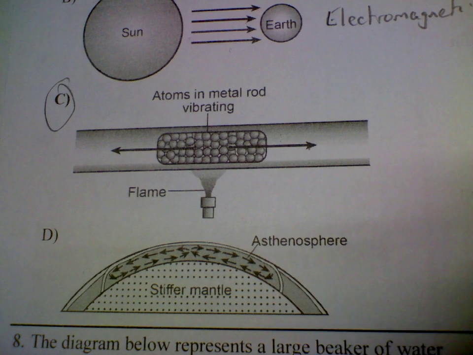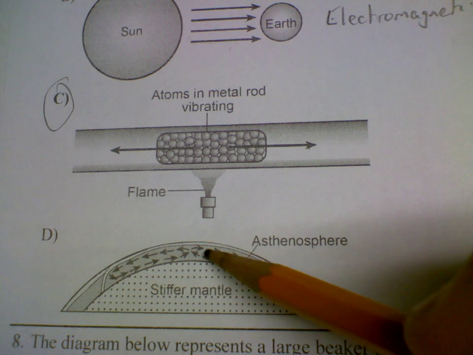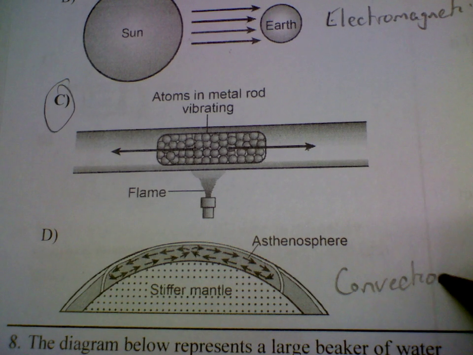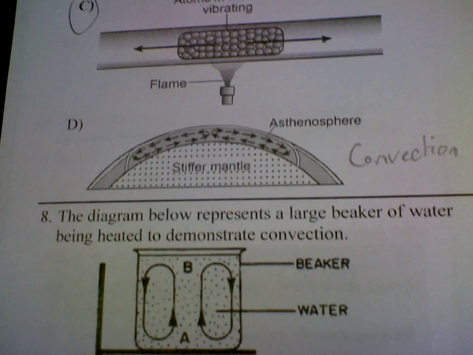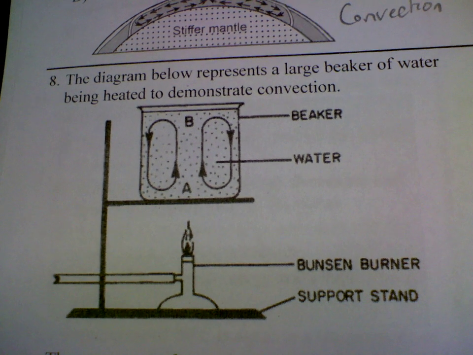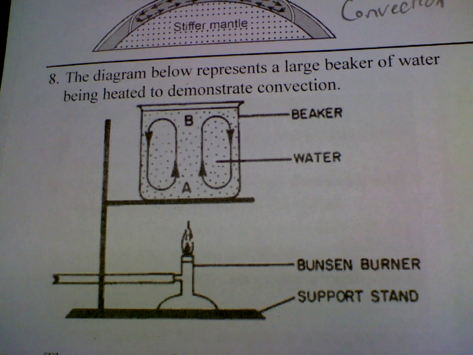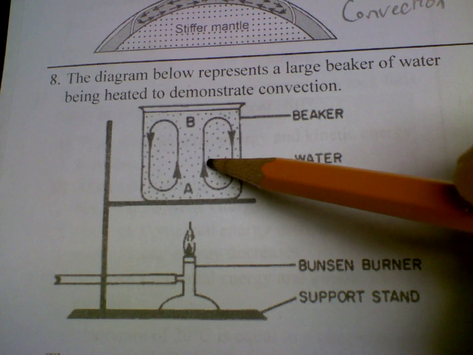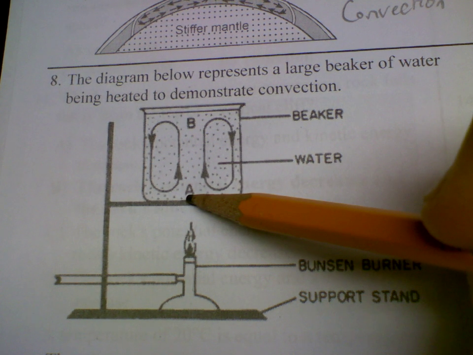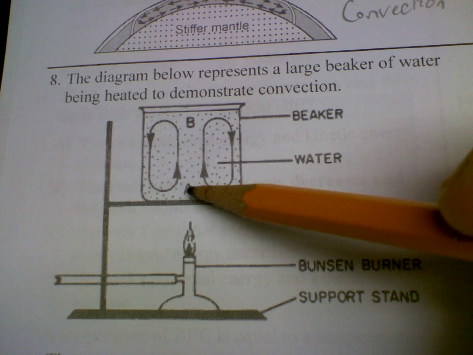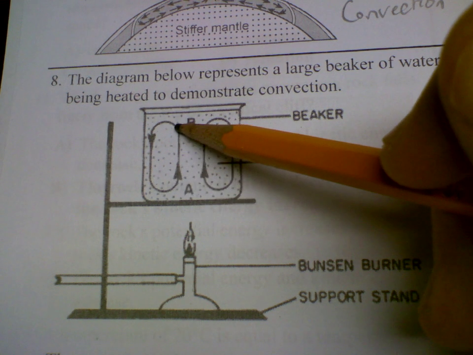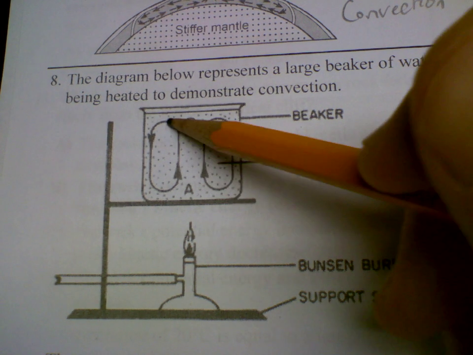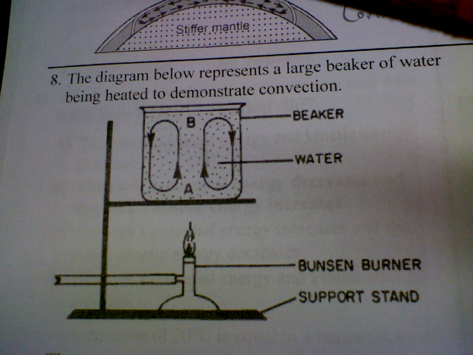And by the way, the asthenosphere, take a look. Those are convection currents. We talked about that again when we talked about our tectonic plates. Let's go to number 8. The diagram below represents a large beaker of water being heated to demonstrate convection. Notice where the flame is. The flame is in the middle. Whenever it's in the middle, you get two convection currents, right? Because when you heat something up, whether it's water or air, heat rises. So you can see it rising in the middle, and then it's cooler over here. It travels to the sides, and you get your two convection currents when the burner is in the middle of the beaker.